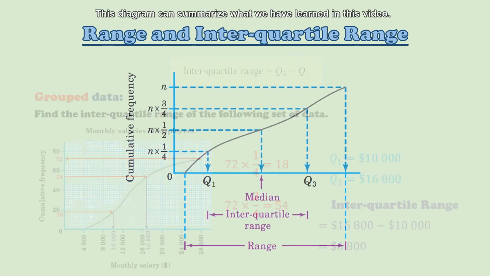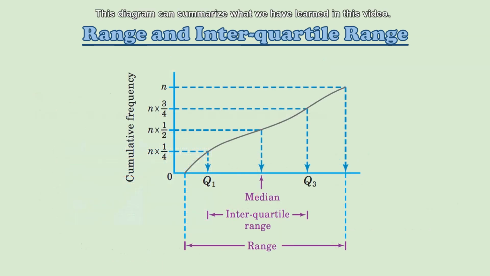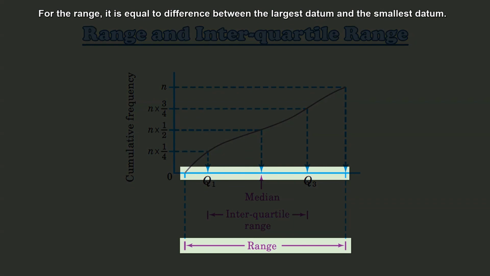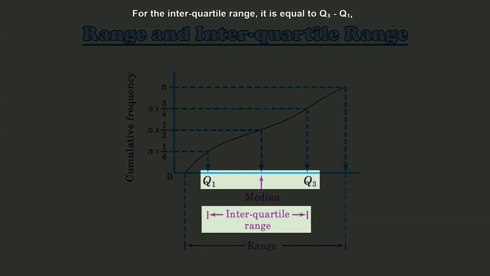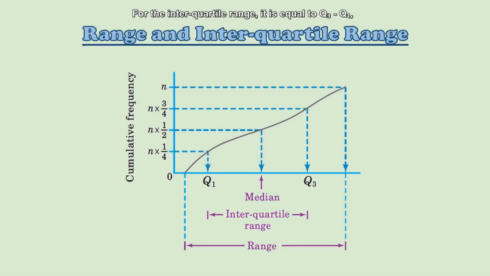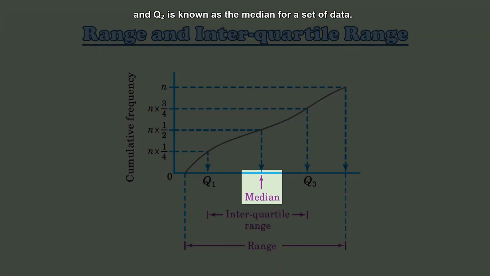$6,800. This diagram can summarize what we have learned in this video. For the range, it is equal to the difference between the largest datum and the smallest datum. For the interquartile range, it is equal to Q3 minus Q1, and Q2 is known as the median for a set of data.